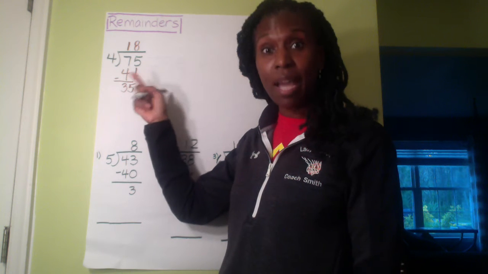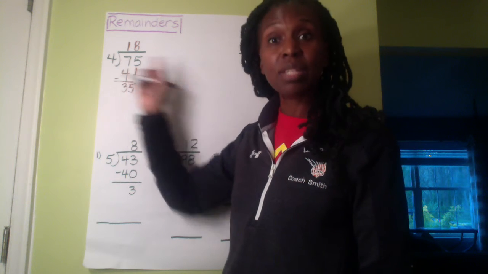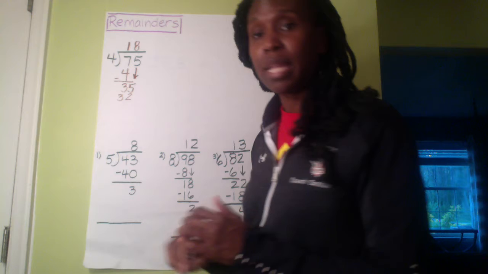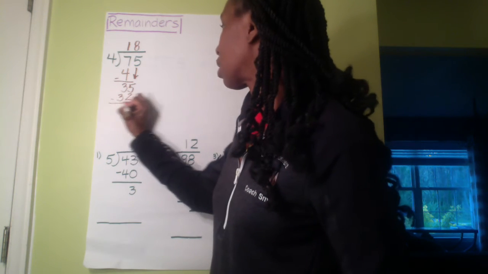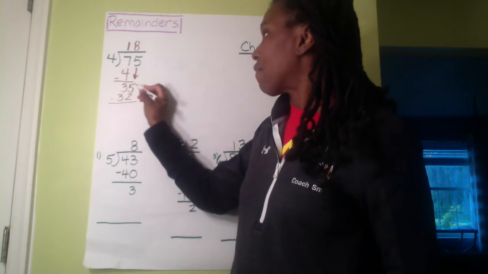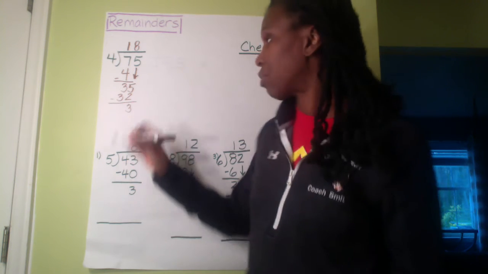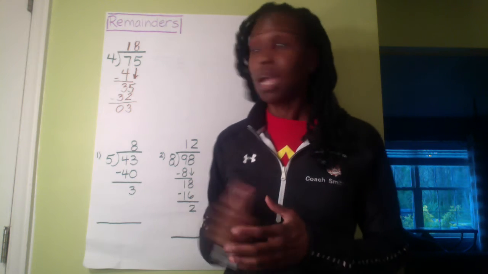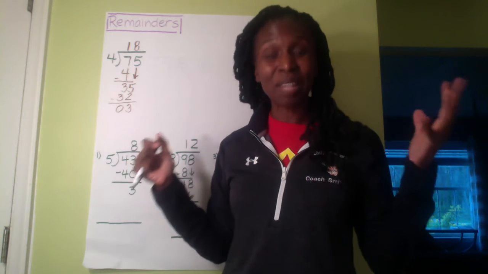Now, after I divide, again, my next step is to multiply. 8 times 4 is 32. I write my 32 right here, and after I multiply, I subtract. And let's do it. 5 minus 2 is 3. 3 minus 3 is 0. All right, after I subtract, I'm supposed to compare. Is 3 less than 4? Yes, so we got the right number again.